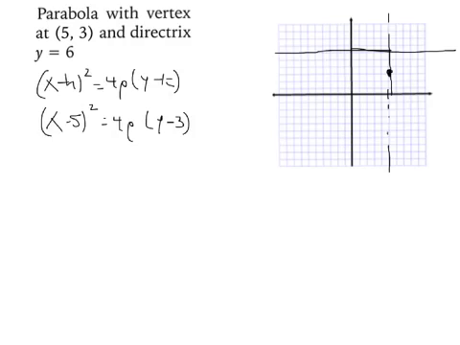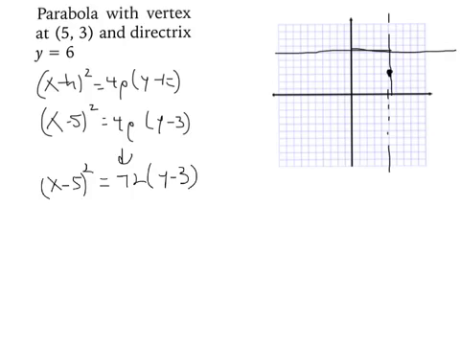And then they tell me that my directrix, or I have to kind of tell myself really, that my directrix is 3 units opposite, or 3 units up, so that means that p is actually going to be negative 3, which makes this whole term negative 12 times y minus 3 equals x minus 5 squared. So then my focus becomes right here at 0, or excuse me, 5, 0.